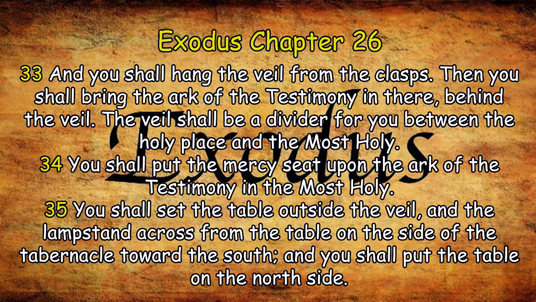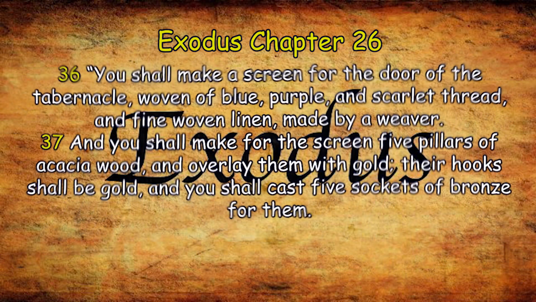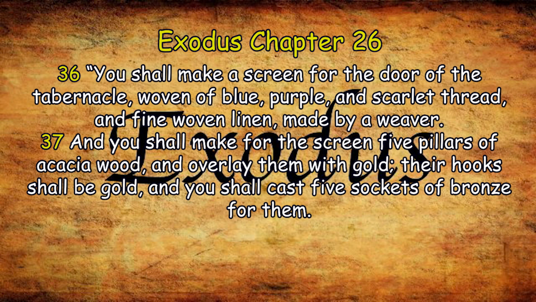You shall set the table outside the veil, and the lampstand across from the table on the side of the tabernacle toward the south. And you shall put the table on the north side. You shall make a screen for the door of the tabernacle, woven of blue, purple, and scarlet thread, and fine woven linen made by a weaver. And you shall make for the screen 5 pillars of acacia wood, and overlay them with gold. Their hooks shall be gold, and you shall cast 5 sockets of bronze for them.